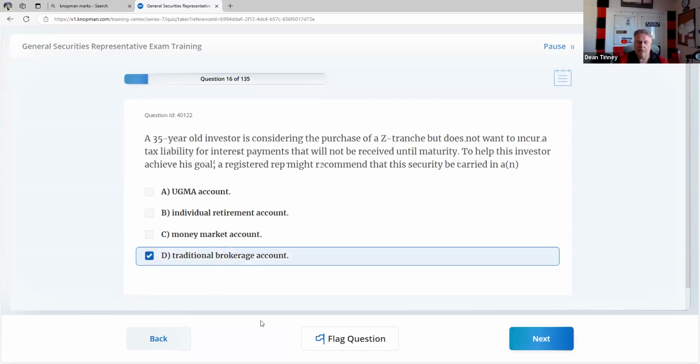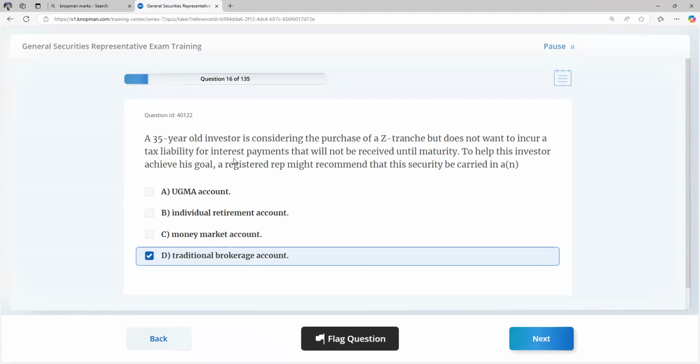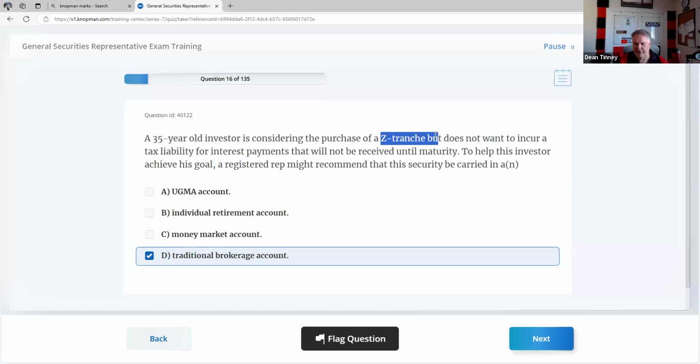Yeah, I don't know what's flagging. I'm going to say I don't like B, but the reason I would have gone with B is it says tax liability. You'd put a Z tranche in a retirement account? I don't know. I'm with you, I don't think we should put a Z tranche in an IRA, but then it says you don't want to incur a tax liability. Traditional brokerage account will not be received for interest payments. I get the idea that what he doesn't want is phantom income, but we'll see what it says.